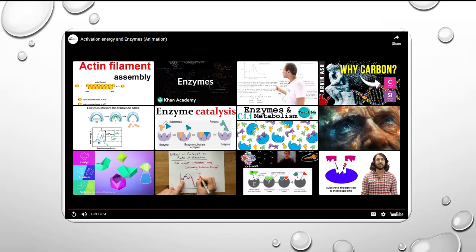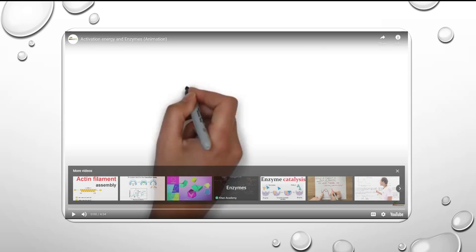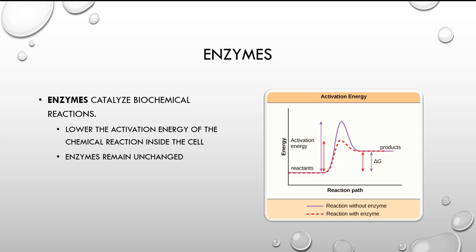But anyway, that was a good introduction into activation energy, and also into what enzymes are. So, we'll talk more about that. So what are enzymes? Enzymes are basically biological catalysts. They help catalyze or speed up chemical reactions, and they do that by lowering the activation energy of the chemical reaction inside the cell.